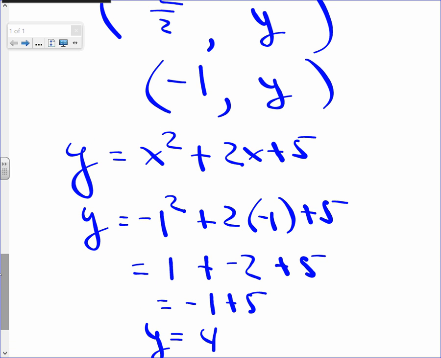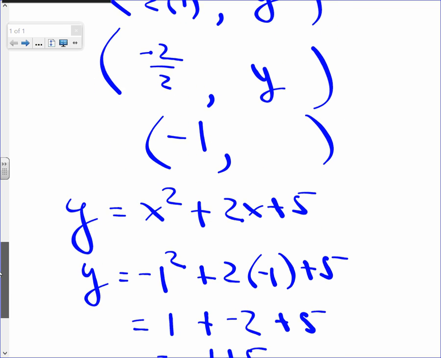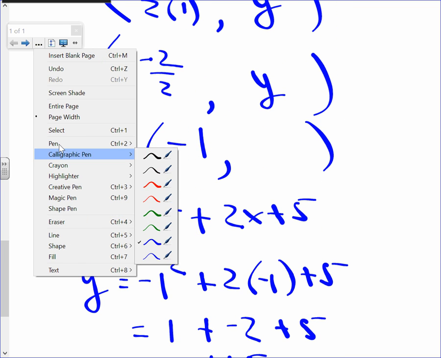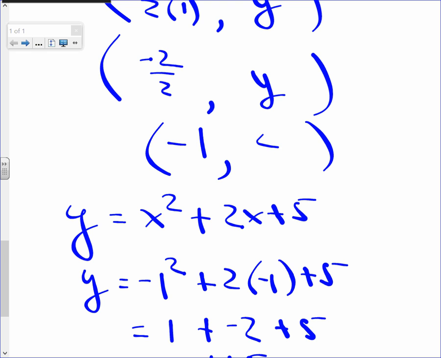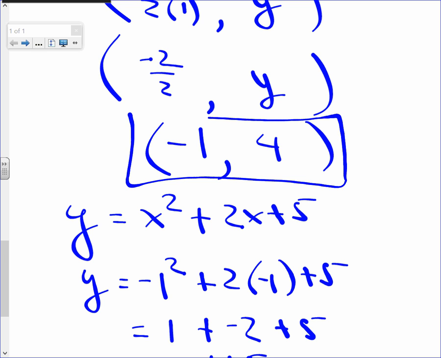Right here, huh? We replaced this puppy with the other puppy, with 4. So here's your vertex. Mission accomplished. I am so happy. How about you? Right, that's the vertex, negative 1, 4. Now, tomorrow we're going to plot this on graph paper. Today, I just want us to calculate it. Get in the habit of calculating it. No biggie.